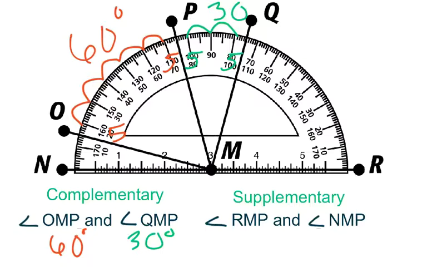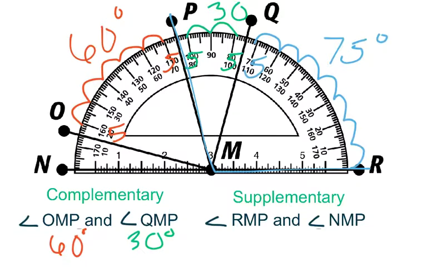Supplementary angles. For supplementary angles, we need to look at RMP. Let's fill in the missing measurements for RMQ. Let's count by our tens. 10, 20, 30, 40, 50, 60, 70, but we have an extra 5. So this angle would be 75. For RMP, it would be the 75 plus 30 more that we already knew. RMP would be 105 degrees.